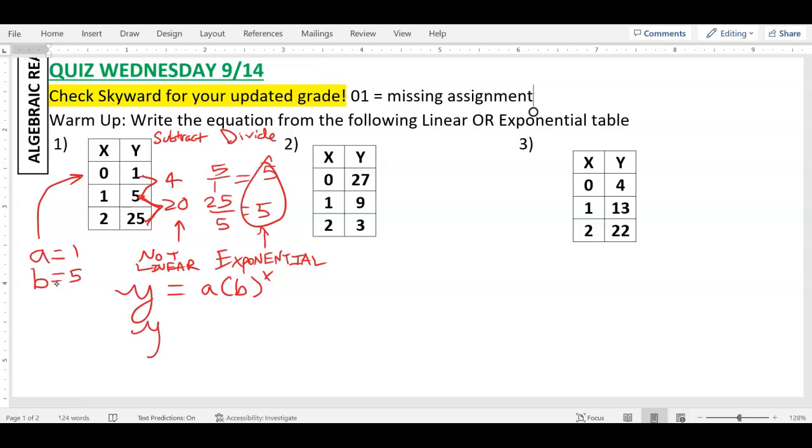So y equals a, which is 1, times b, which is 5, to the power of x. Okay? I'm telling you today because you have a bunch of tables. You have to tell me, is it linear or exponential?